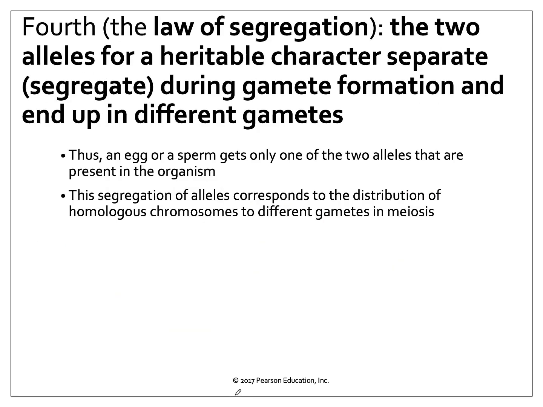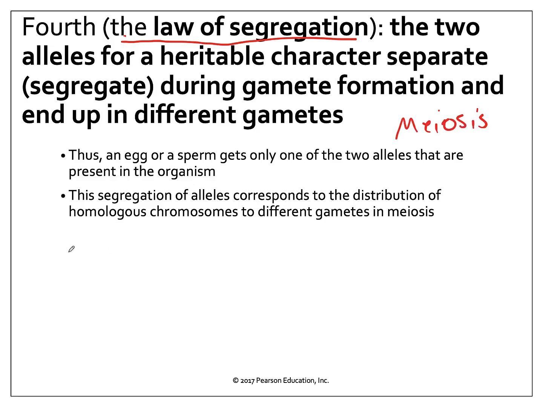The fourth main conclusion that Mendel made now has its own name. This is called the law of segregation. This is an important one for understanding how Punnett squares actually work. What it says is that the alleles for a heritable character separate, or segregate, during gamete formation and end up in different gametes. This is happening during meiosis.